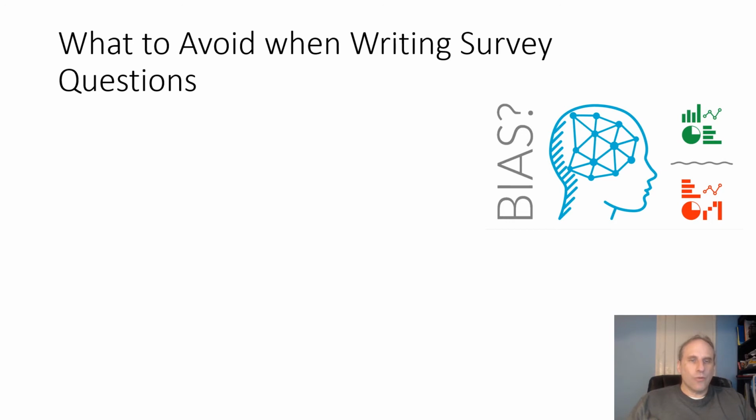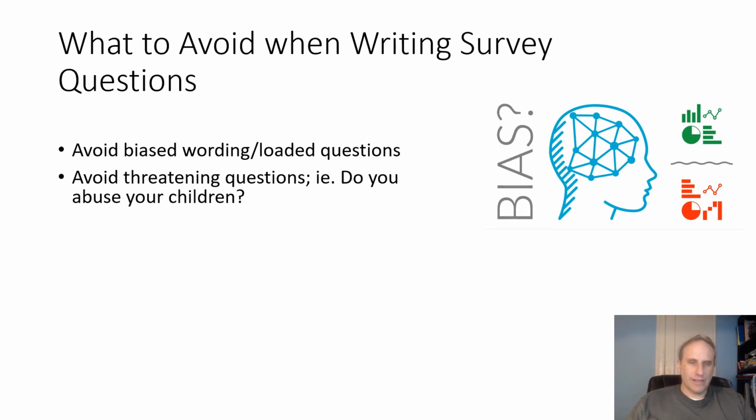Now, what do you want to avoid when writing survey questions? The main thing is to avoid biased wording, what are often called loaded questions, ones that push an answer rather than giving people the freedom to answer as they would have on their own. You also want to avoid threatening questions that make people either feel bad about themselves or scared about anonymity, questions like, do you abuse your children? Far better just to ask, how do you discipline your children?